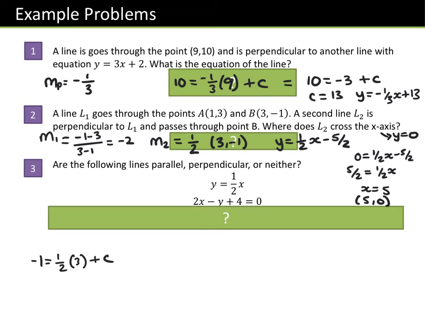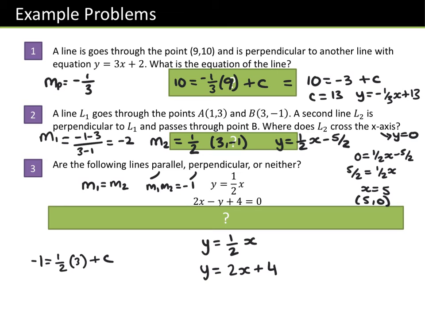Question 3. Are the following lines parallel, perpendicular, or neither? Now, if they're parallel lines, our M1 equals M2. Our gradients are the same. If they're perpendicular, we know that M1 multiplied by M2 equals -1. And if M1 or M2 doesn't equal each other, or they don't multiply to give us -1, they are neither. So the first one, I have y equals a half x. For the second one, I need to rearrange it in the form y equals mx plus c. So I'm going to get y equals 2x plus 4. Okay, a half does not equal 2, so they are not parallel.